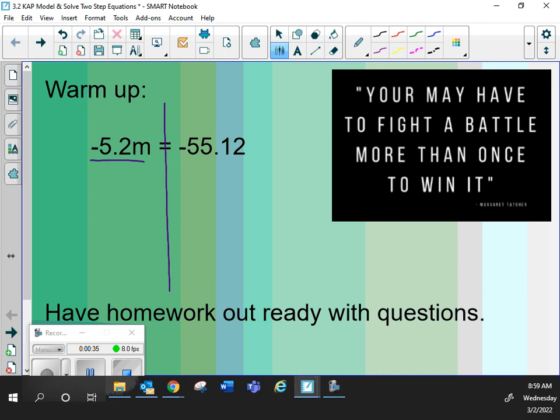Split it, divide. I always use a fraction bar because if I were to write divide by 5.2 on either side, technically I could write it in two different orders. I don't like that. Divide by negative 5.2. On the left side, those two would cancel out. I'm left with m. Over here, my answer sign-wise, signs are the same. Okay, let's try that one more time. Signs are the same. Great.